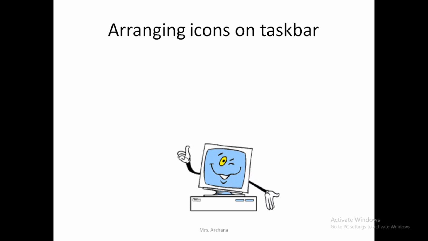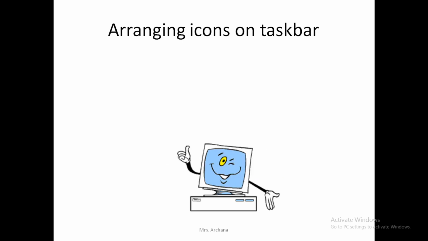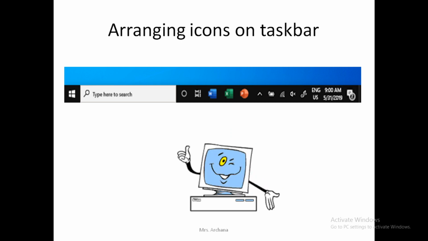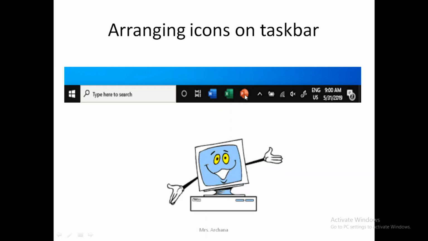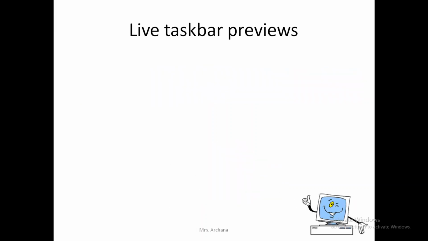Next, arranging icons on the taskbar. You can rearrange the icons in the order you want by clicking and dragging them to the desired location. That means this is how they are arranged. Suppose you want to bring this PowerPoint to here, then you have to click on it and drag it over here.